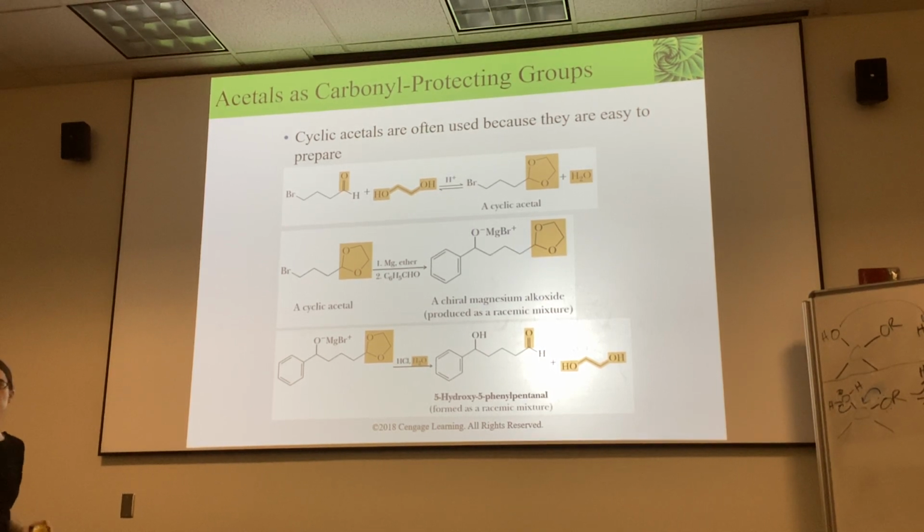A lot of times we do cyclic because, I don't know, why not? Might as well. Make it a nice little ring. Nature likes to form 5- and 6-membered rings. So we take this 1,2-diethanol.